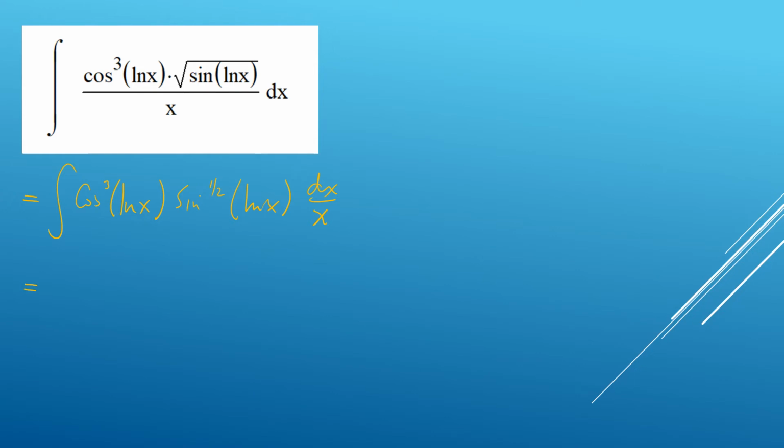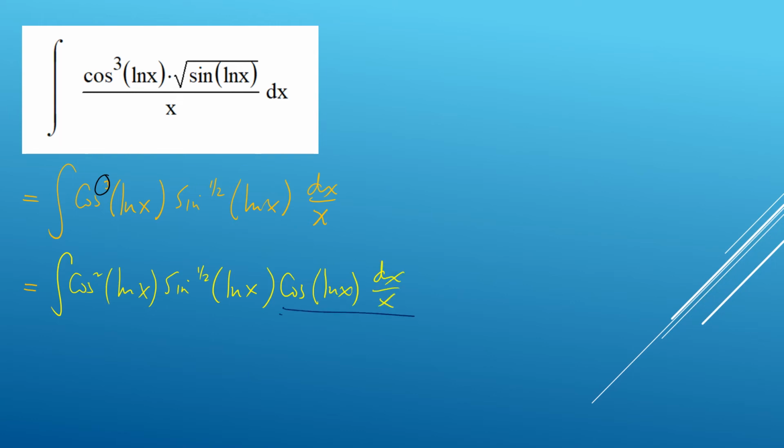Then apply the rule to cosine cube. Apply the rule to cosine cube. So we shall now write this as cosine squared of ln x, sine raised to 1/2 of ln x, the other factor cosine ln x dx over x. So we preserve cosine of ln x dx over x.